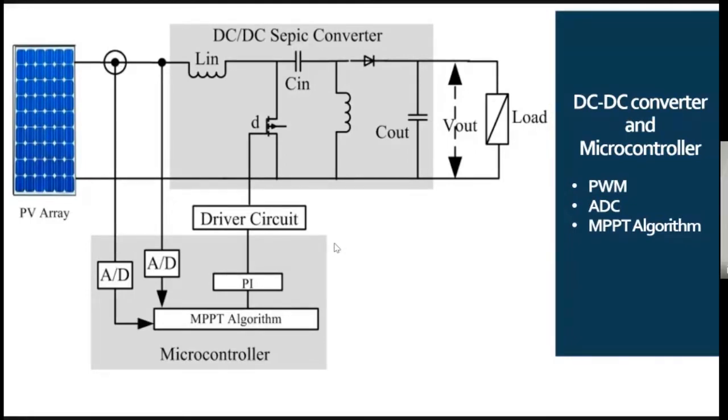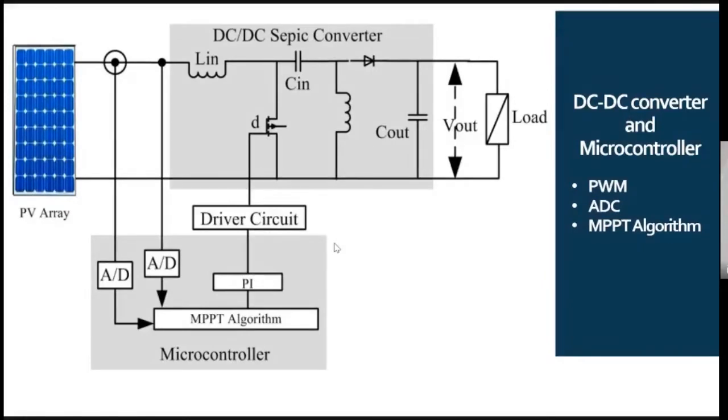Here we can see a SEPIC converter that can convert PV voltage and current to the load using a PWM technique. Here we have an MPPT algorithm that will read voltage and current from the PV side, and determine which frequency or pulse width should be applied to the switch, and based on that it will track the MPP point. There are different algorithms, like P&O, incremental conductance, fuzzy logic, with different accuracy and complexity available for tracking MPP. We can implement these algorithms in the microcontroller.